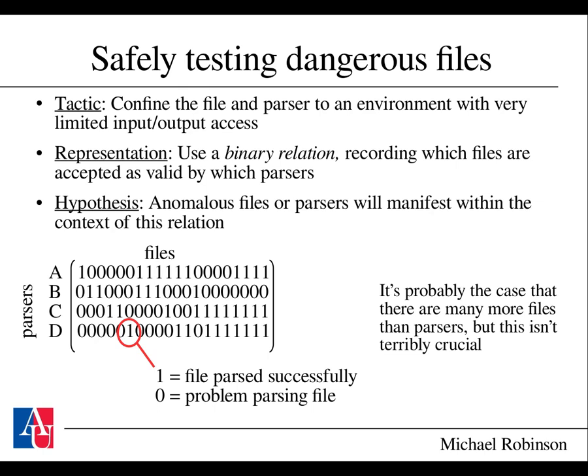But the hypothesis is that anomalous files, potentially malicious files, or buggy parsers, or parsers that read different dialects, will be manifest somehow within the context of this relation, provided you have enough diversity of both files and parsers.